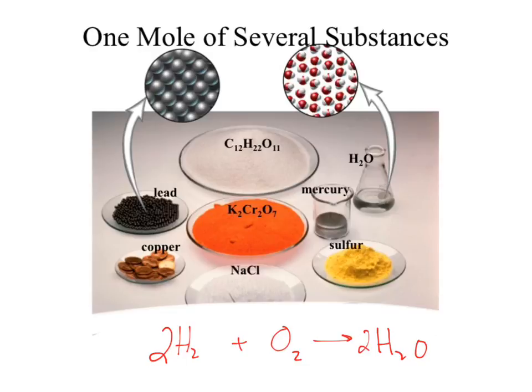Does this equation tell me anything about the mass of hydrogen and the mass of oxygen needed to do this reaction? No, it only tells me the number of molecules of hydrogen. Which mass should be greater, hydrogen or oxygen? Oxygen. Why should the oxygen mass be greater to make this compound? There's more hydrogen. Oxygen is significantly heavier than hydrogen.